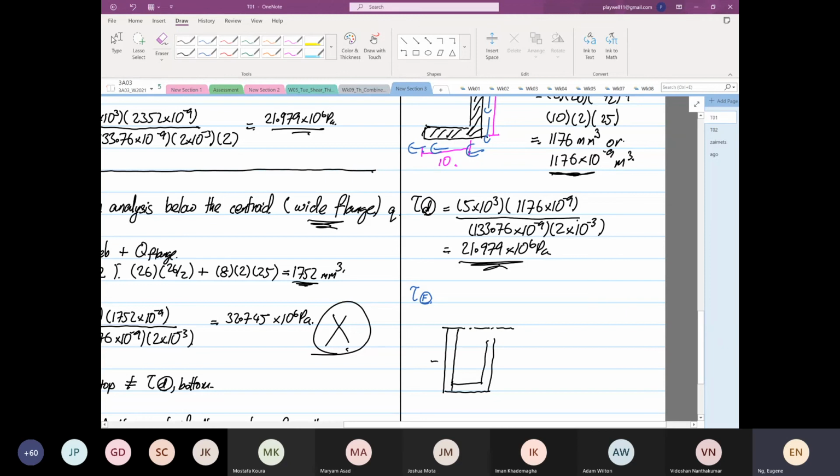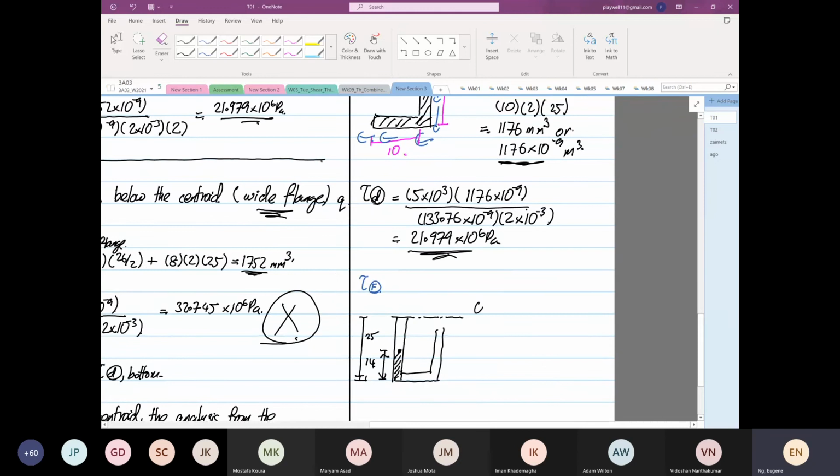So from the bottom to here is 14. This is the point we want to find. And then the distance from here to here is 25. So the whole thing, you add another 1. This is what we want to find. So Q now is equal to, the width is equal to 2. The depth is going to be 14.